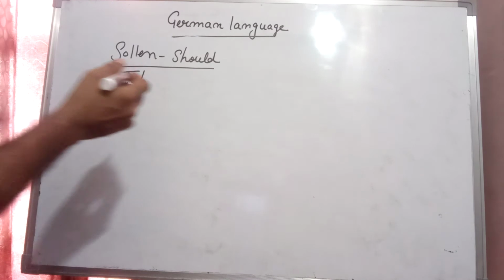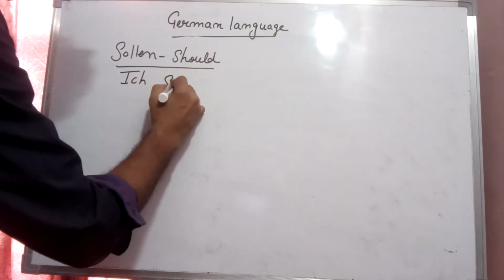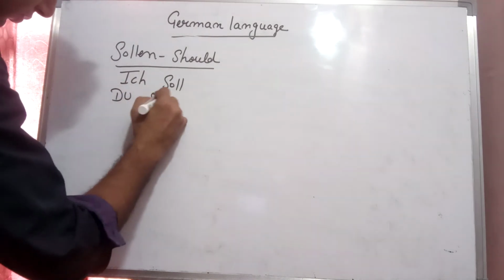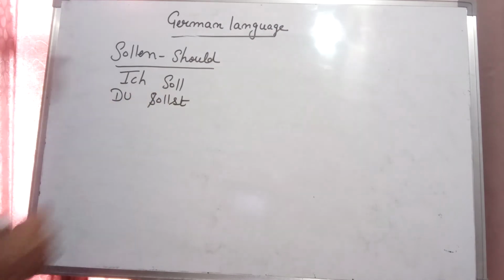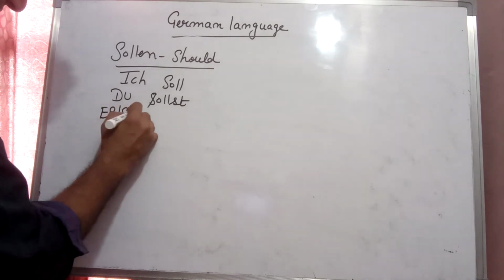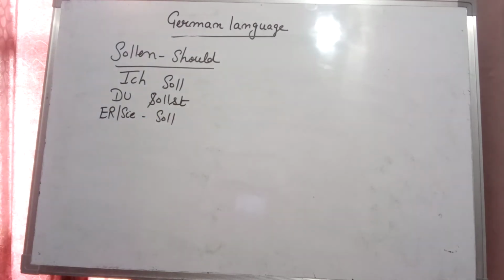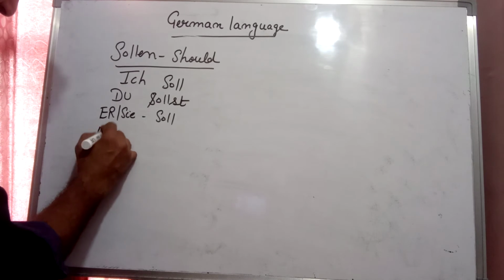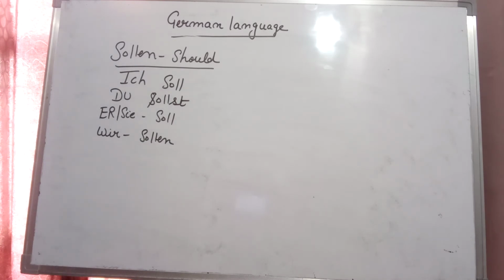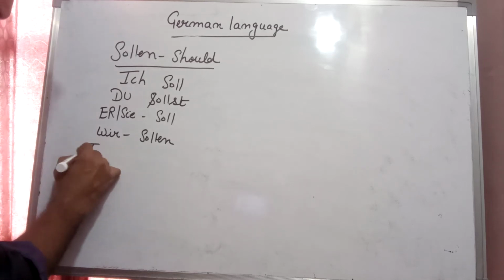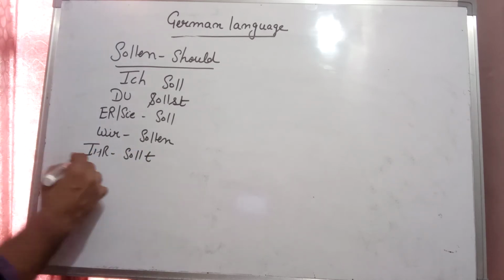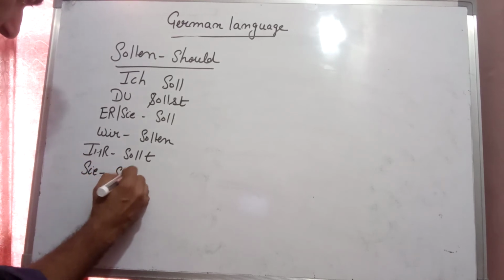See, I'm giving the verb conjugation also, this is the verb conjugation. Okay, ich soll, du sollst, sie soll, okay, the next we have is wir sollen, then we have ihr sollt. Is it clear to you? And sie sollen. So this is my verb conjugation of sollen.